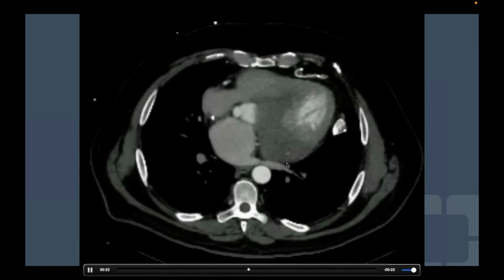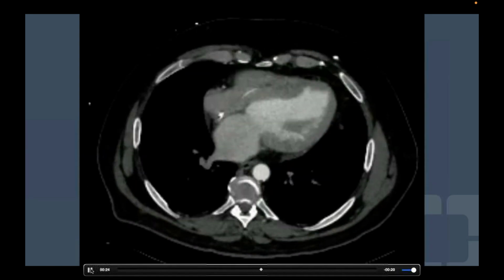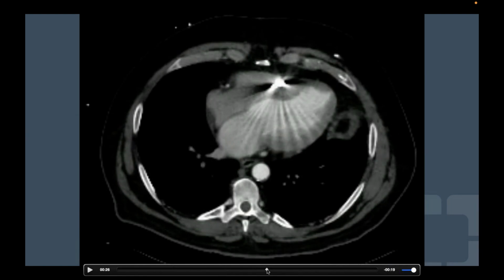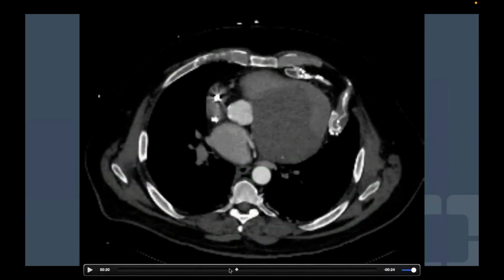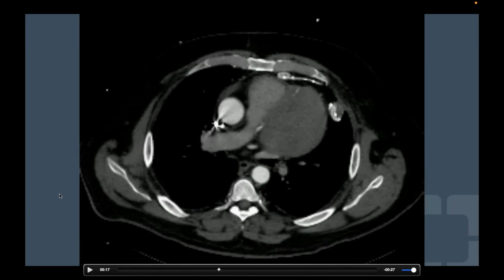Right there. So I would be thinking of diffuse large B-cell lymphoma, and otherwise, I guess metastatic disease to the pericardium, I think, would be my two main differentials at this point. All right, let's look at some short axis views.